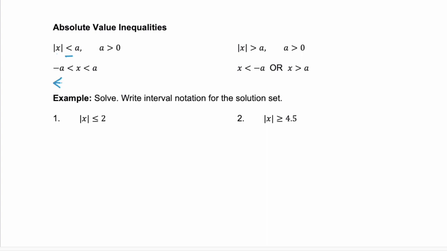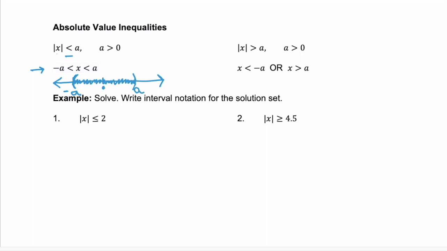Now, let's look at graphically what a less than looks like. It's saying if we start at some point here and we're traveling less than a units. Well, to the right would be a positive a, and to the left would be negative a units, right? Now, if we travel less than a, that means we'll travel up to that point, but not past it. So less than for an absolute value inequality is going to give you this 3-part inequality notation.